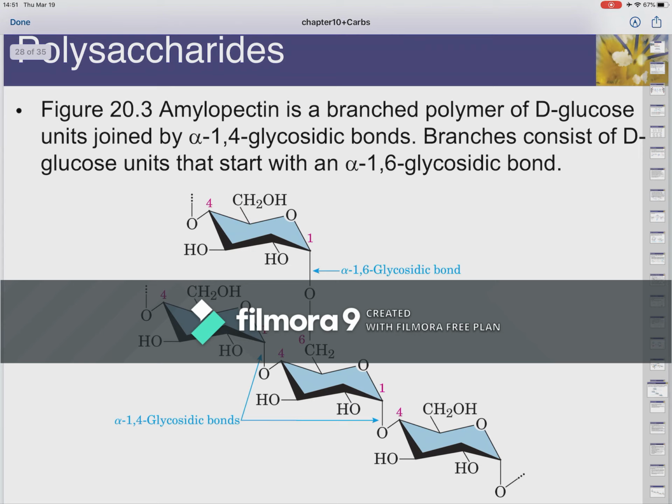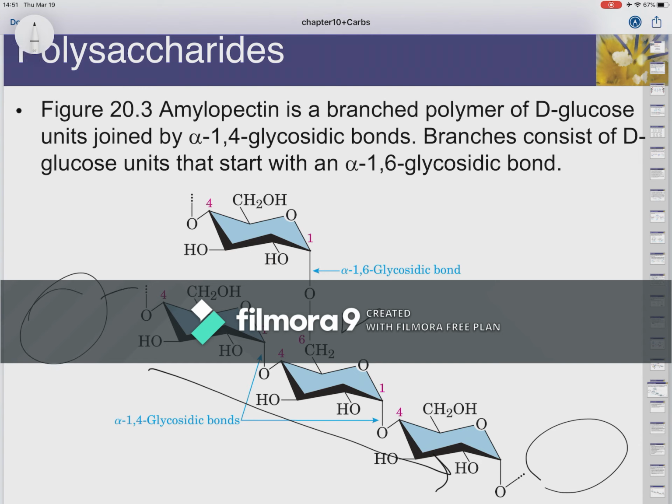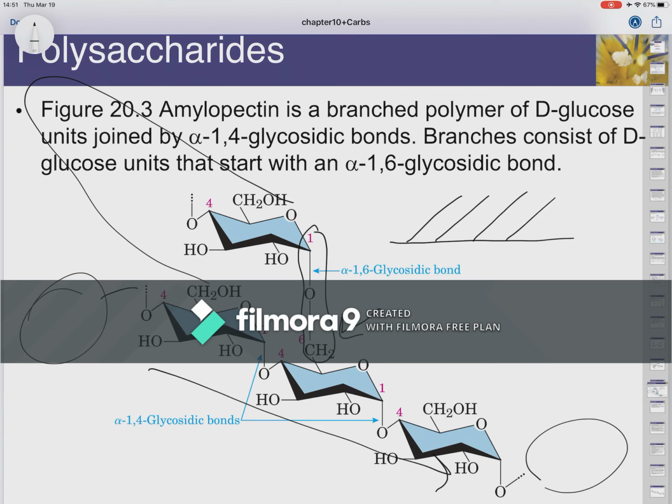So here's amylopectin, the branched form. All of these are glucoses, a growing chain. Here's the rest of it. And then the branch. This happens on the 6 carbon to the 1 carbon, and then the chain grows this way as well. So we end up with lots and lots of branches. So it's a way to store glucose.